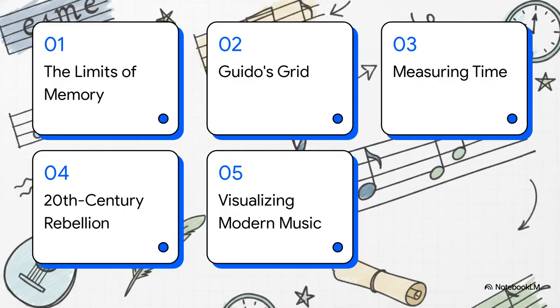Here's our quick roadmap for today's explainer. First, the limits of memory. Second, Guido's revolutionary grid. Third, measuring time with shapes. Fourth, the 20th century rebellion. And finally, visualizing modern music.